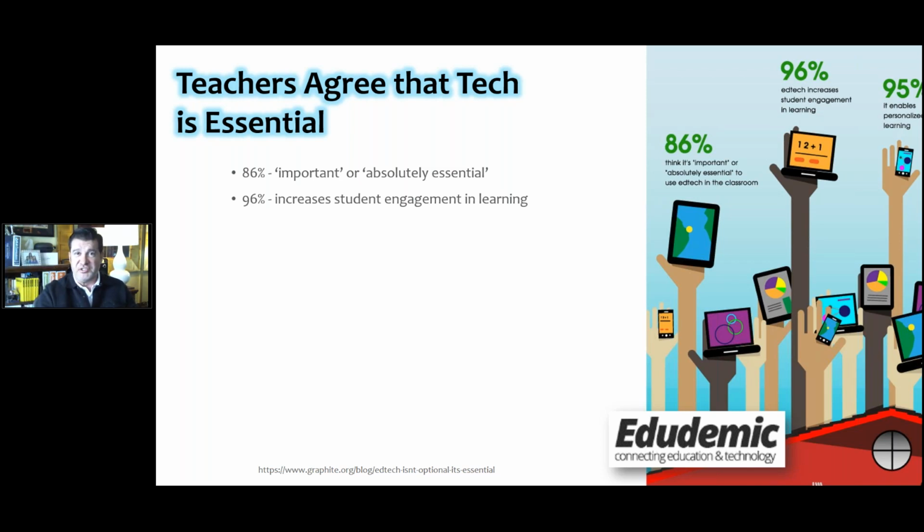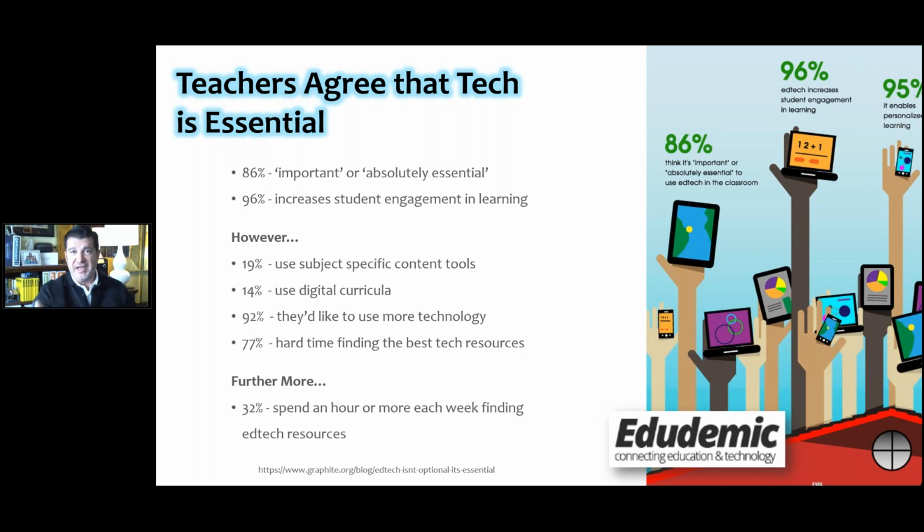Now, the next set of questions in this survey ask teachers, in practical use, are you using technology the way you think it should be used? And that's where the numbers just dropped off. 19% said they were using technology for content-specific tools and content-specific areas. Only 14% were using any kind of digital resources. 92%, again almost unanimous, said they should be using it more. And 77%, more than three-quarters, said it was very difficult to find the correct resources. So theory and practice are two different worlds.